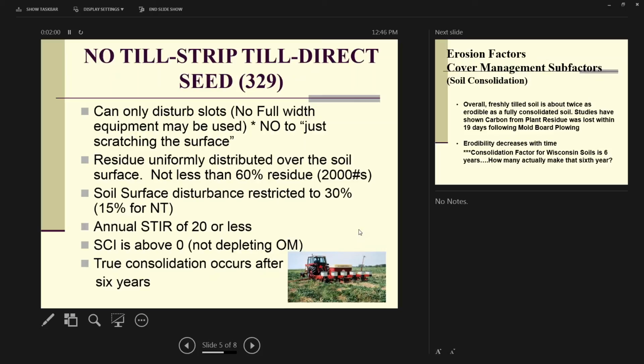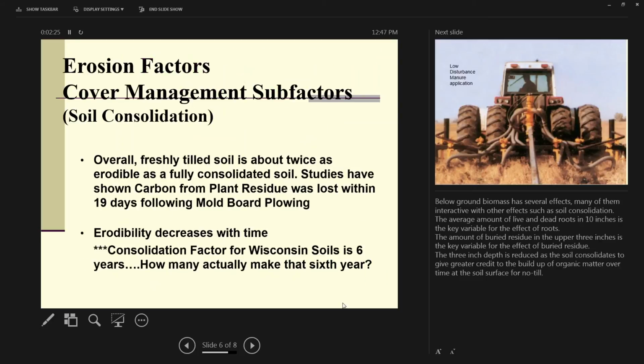I also want to mention we don't scratch the surface and call it no-till. We don't disc 30% of the field and call it no-till. So we've kind of defined what we need there. Really pay attention to stir and the soil conditioning index. And again, if it's 6 years of no-till, we made it. Now we're really starting to see some benefits. And don't be afraid to incorporate manure. Fantastic practice. It goes right along with no-till.